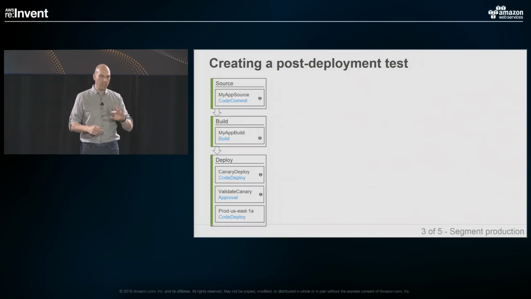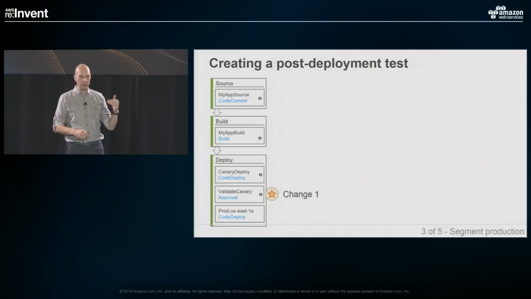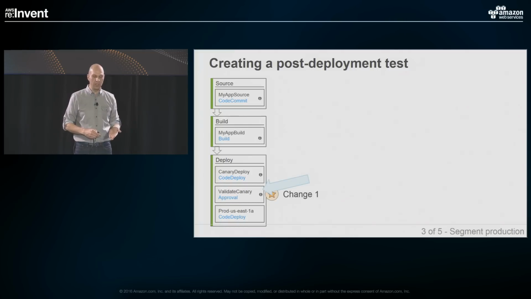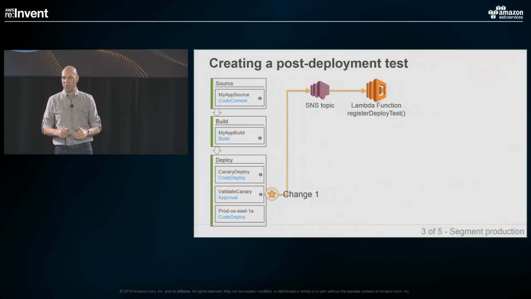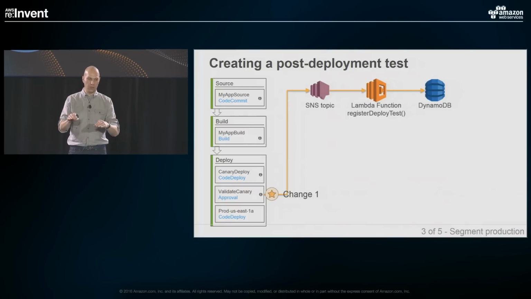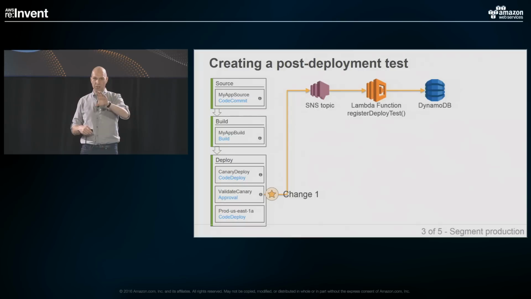So let's take a look at the end-to-end flow of what this would actually look like. So as a change rolls through and hits our approval action, it will emit an event on our SNS topic. That message will trigger a Lambda function, and we're going to write that information to our DynamoDB table. That's going to contain all the information about the approval that we want to process. That is the end of that flow.